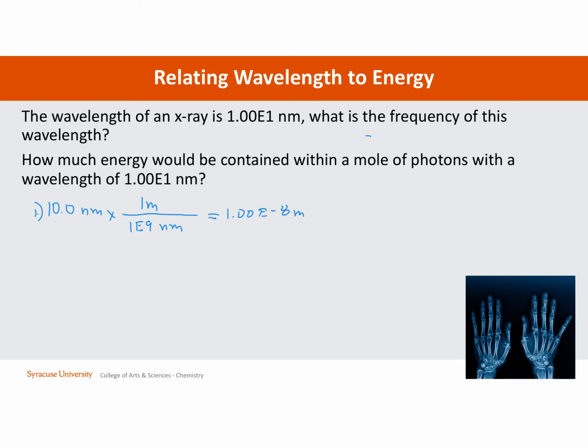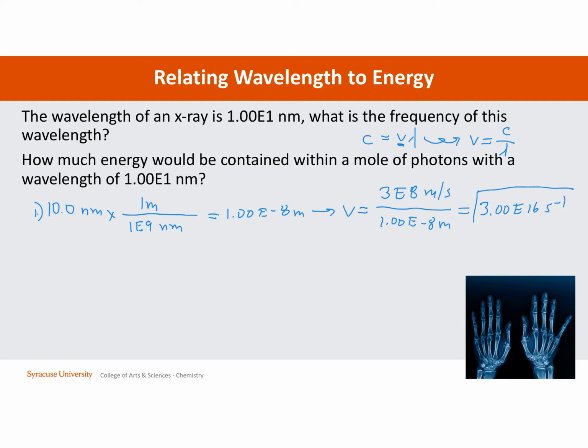And now the equation I want to use is speed of light equals frequency times wavelength. We know wavelength, we want to find the frequency. So to rearrange this equation, frequency equals the speed of light divided by my wavelength. So my frequency equals the speed of light, 3 e to the 8th meters per second, over my wavelength, 1.00 e to the negative 8 meters. And I get approximately 3 e to the 16th inverse seconds.